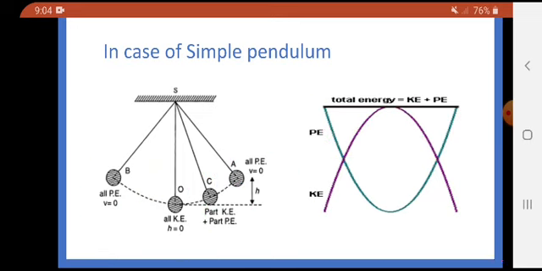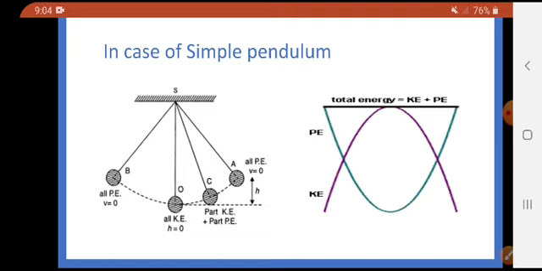In the case of a simple pendulum also, we can prove the energy conservation, because the energy changes from one form to another. At the mean position, all the energy is in the form of kinetic. At extreme positions, all the energy is in the form of potential. So we can prove the conservation of energy law in the case of a simple pendulum also.